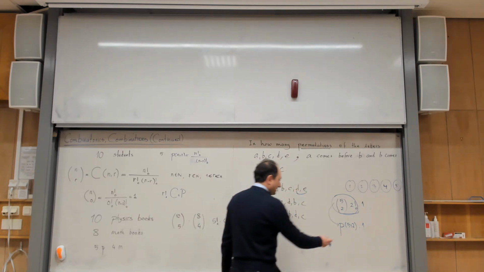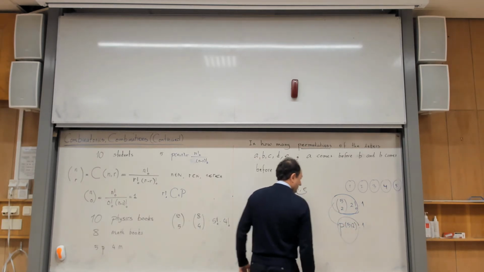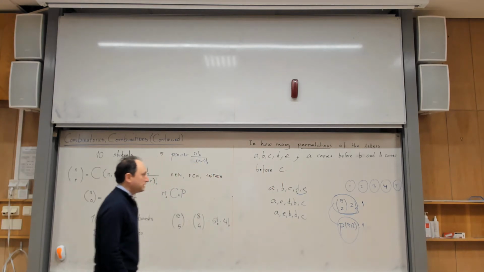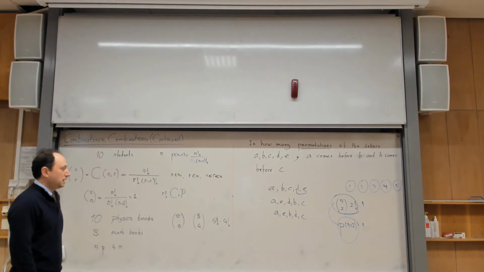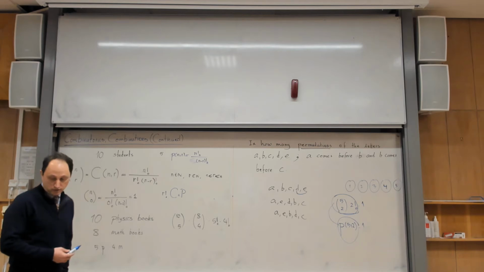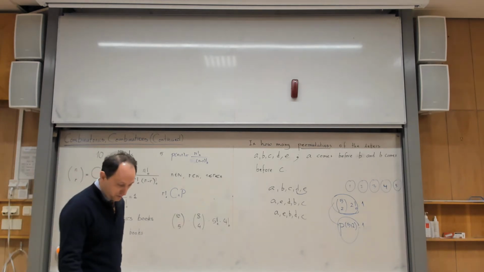But now, I can use this one as well. So that was a very, very simple problem. This is the nature of combinatorics. Okay, let me ask you another question.